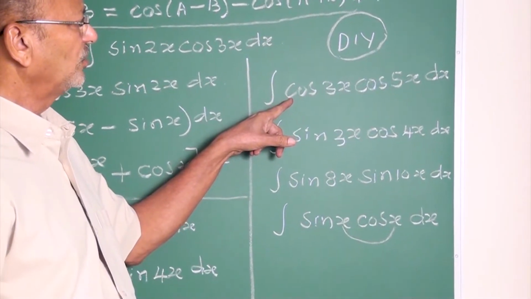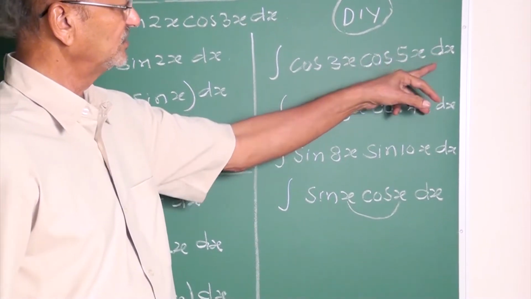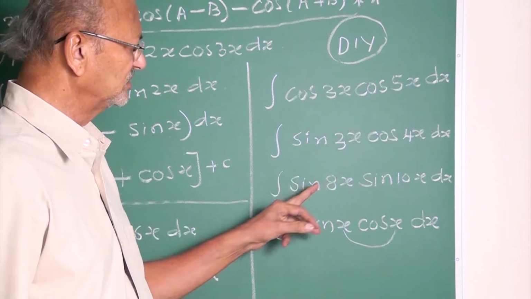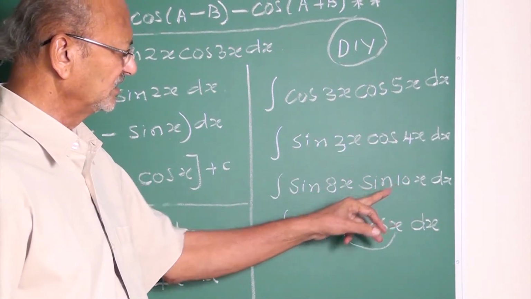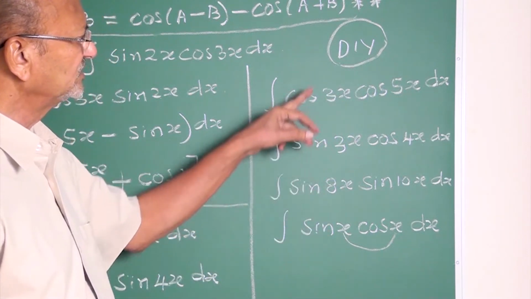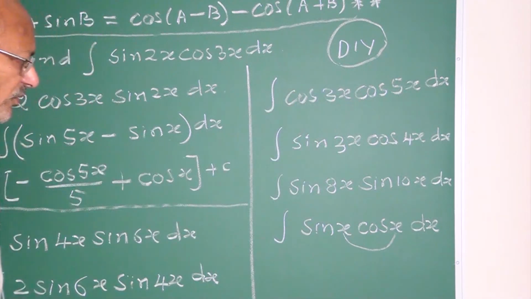DIY: cos 3x into cos 5x dx. It is sin 3x into cos 4x dx. Sin 8x into sin 10x dx. It is sin x cos x. Please practice these examples at home, DIY.